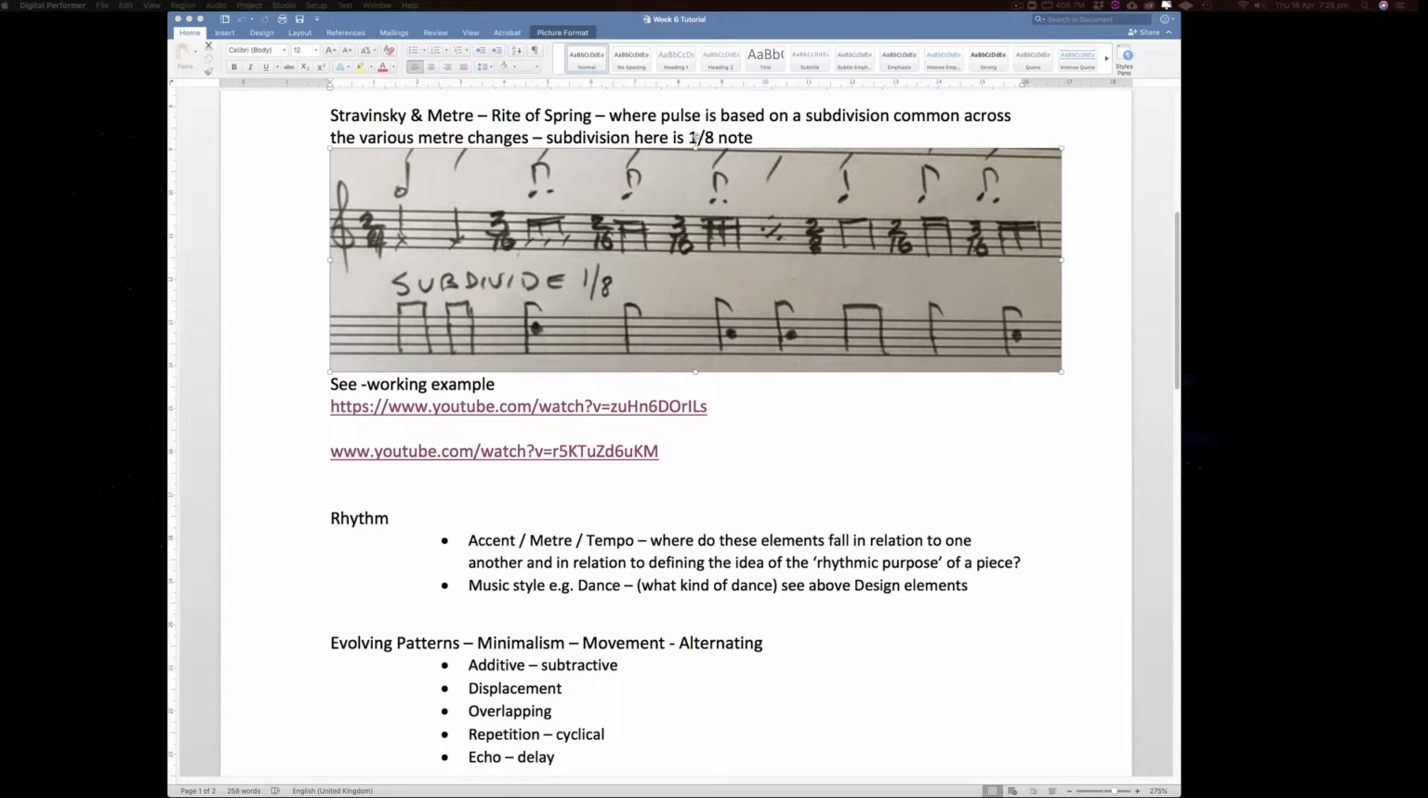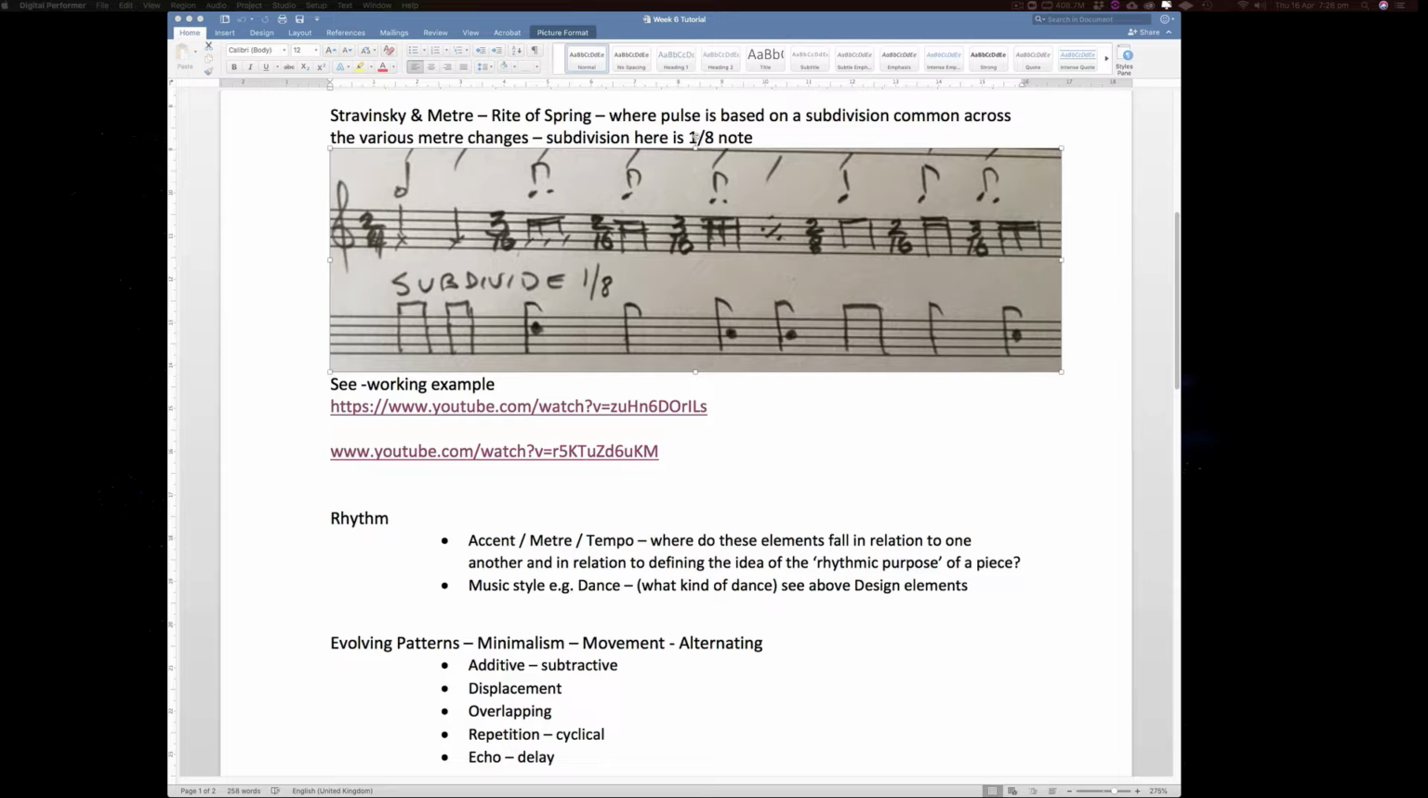meter in the Rite of Spring is measured as a pulse, which is based on a subdivision across various meter changes. The subdivision here we're talking about, as you can see, is an eighth note. And as you can see, 2/4, 3/16, 2/16, 3/16, 3/16, 2/8, 2/16, 3/16.